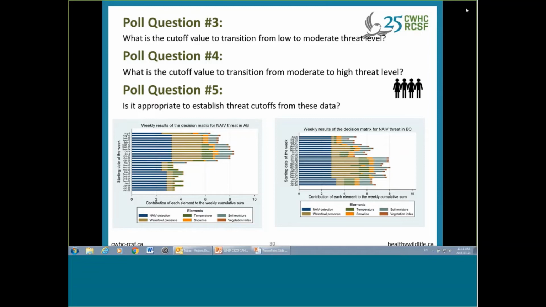I think it's just clarification of, from my perspective, the question. So what's the cutoff value to transition from low to moderate threat level? Are you asking for the number? Yes, so the number from the graph. So really all you can do is look at our 6 months of data, and it may not be enough, but if you have an idea where that might be.